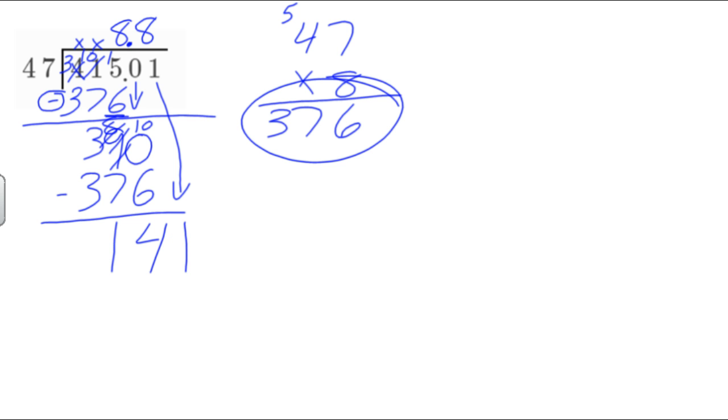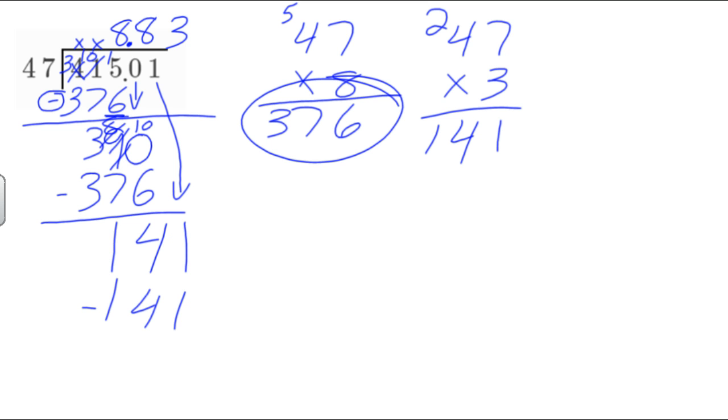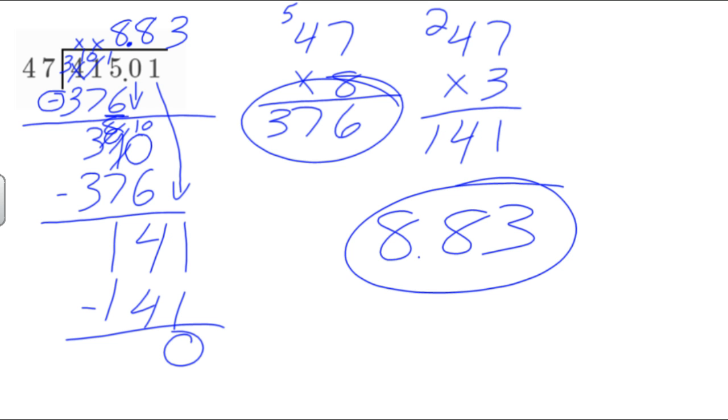50, 100, 150. I'm going to guess 3 times. 47 times 3, that's 21. Carry the 2. 3 times 4 is 12. 13, 14. I get 141. 141. 0. I've got a remainder of 0. There's no other numbers to bring down. So my answer is 8.83. Moving on.